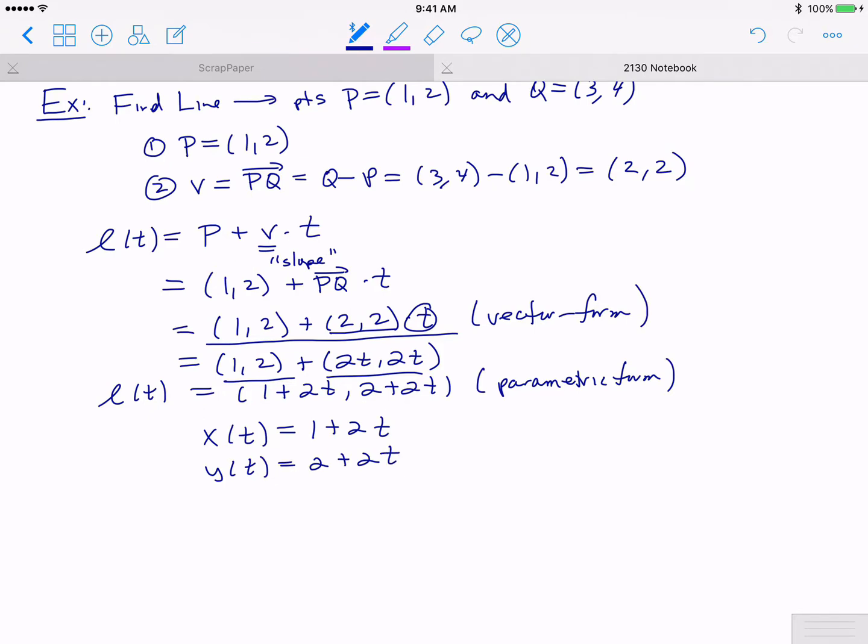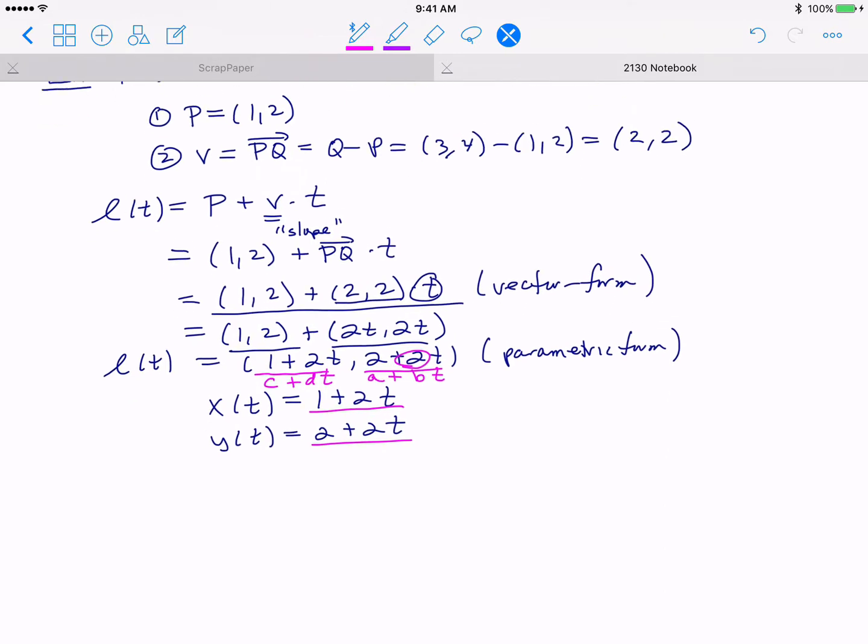So the equation of the line is a special case of an x of t, y of t, but it's of the form a constant plus a constant times t, and then a plus bt, a constant plus a constant times t. This is what makes a line special, that the functions x of t and y of t are of this special form, constant plus constant times t in each entry.